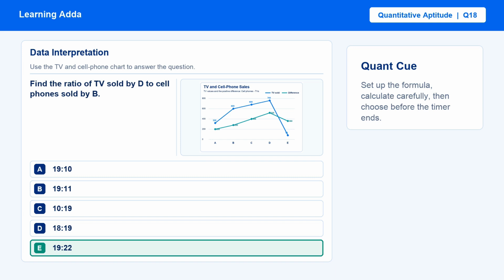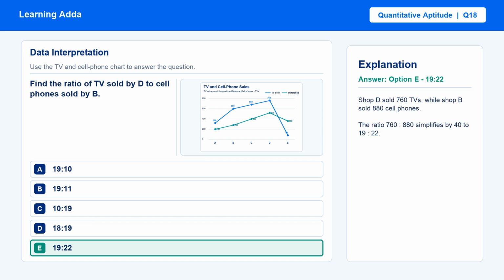The answer is option E, 19:22. Shop D sold 760 TVs, while Shop B sold 880 cell phones. The ratio 760 to 880 simplifies by 40 to 19:22.